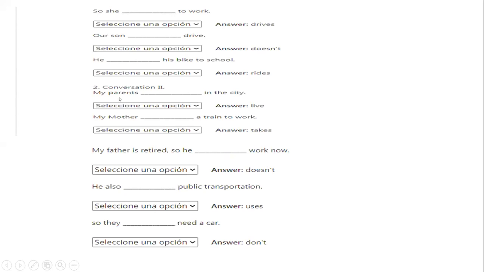In the second conversation, my parents, are they? So live, my parents live in the city. My mother is she. So, takes a train to work. Takes. My father is retired, so he doesn't work now. He also uses public transportation, ¿verdad? Porque sigo hablando de he, de my father. So they don't need a car, right? Because I'm talking about they, okay?